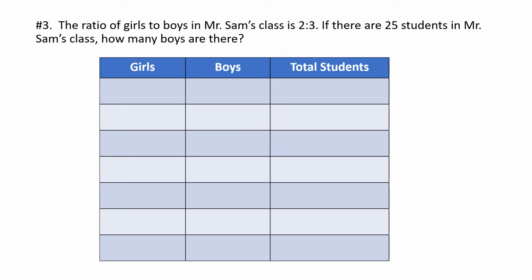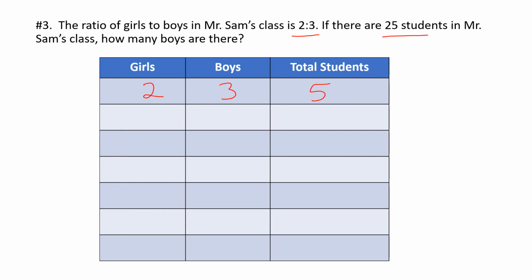Problem number 3: The ratio of girls to boys in Mr. Sam's class is 2 to 3. If there are 25 students in Mr. Sam's class, how many boys are there? Let's begin solving this problem by creating a ratio table. We know that there are 2 girls for every 3 boys, which would give us a total of 5 students.